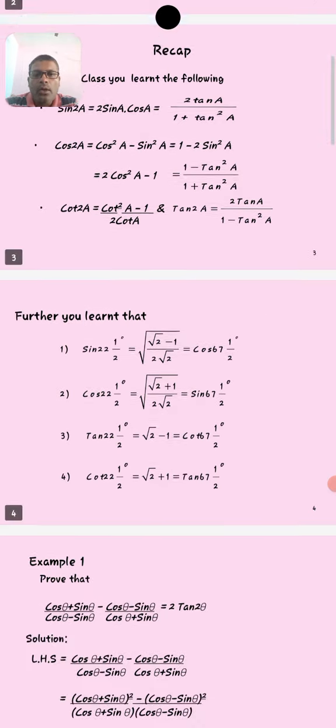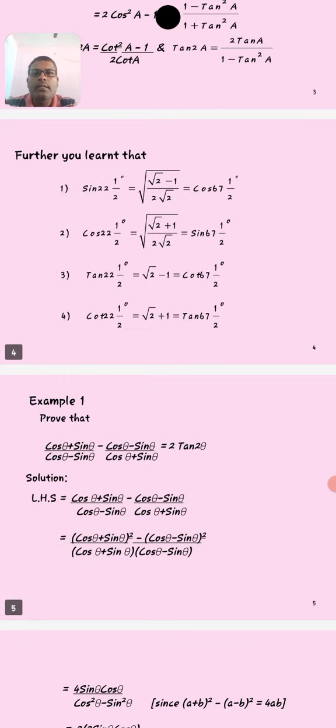Further you learnt that sin 22 and half, cos 67 and half, cos 22 and half and also sin 67 and half, tan 22 and half, cot 67 and half, and cot 22 and half and tan 67 and half is equal to root 2 plus 1.